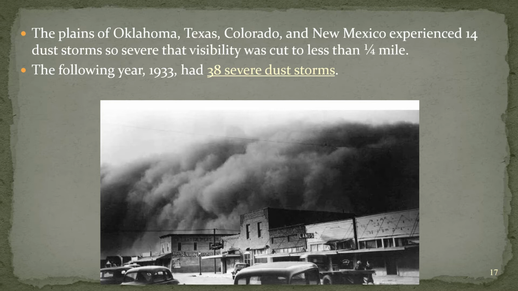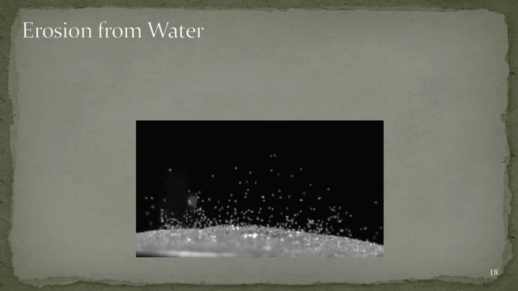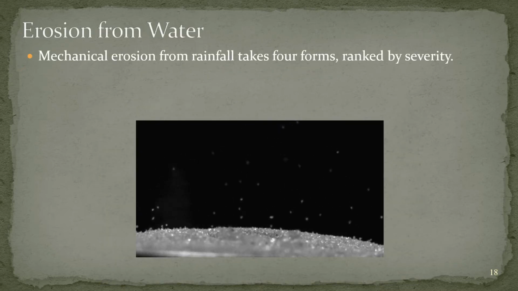And then you get the worst possible combination of dust storms like ever. You could not have asked for a worse situation. Oh, and the market's crashing and we're in between 2 world wars. Everything's fine. So, erosion from water.